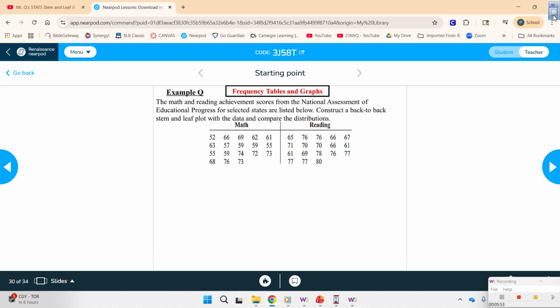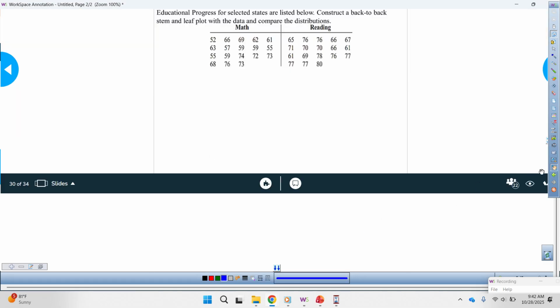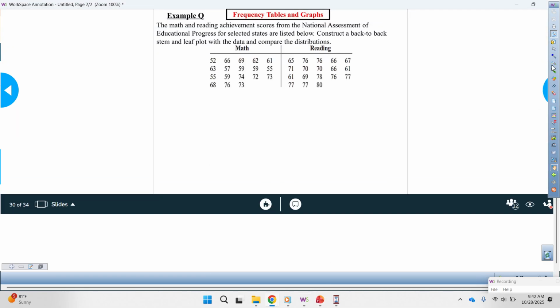So we're going to create a stem and leaf for this one. This is a back-to-back stem and leaf. Tell your neighbor what it's called. Thank you. Back-to-back stem and leaf. First things first, I want you to draw a stem. And tell your neighbor what's the minimum and what's the maximum numbers.